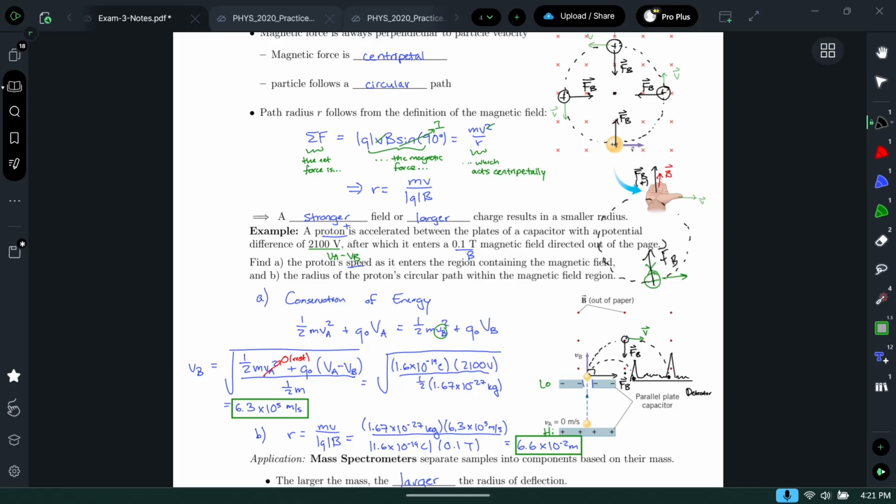And I may ask you something like that, like what is the path the charge follows as a result of this magnetic field? You draw in the circle. There are also questions where it's like, do we know if this is a positive or negative charge based on the circle it's following?